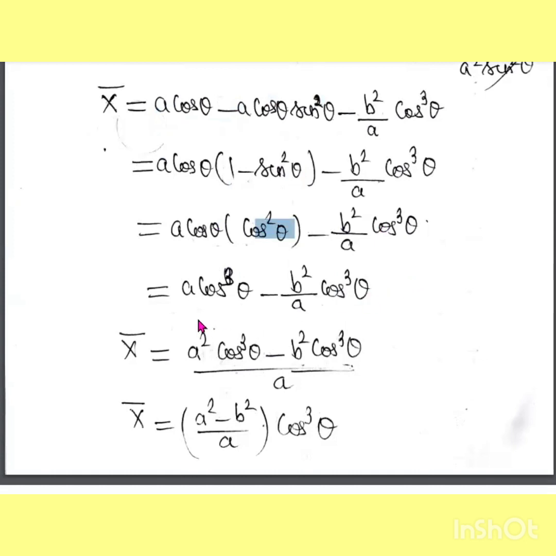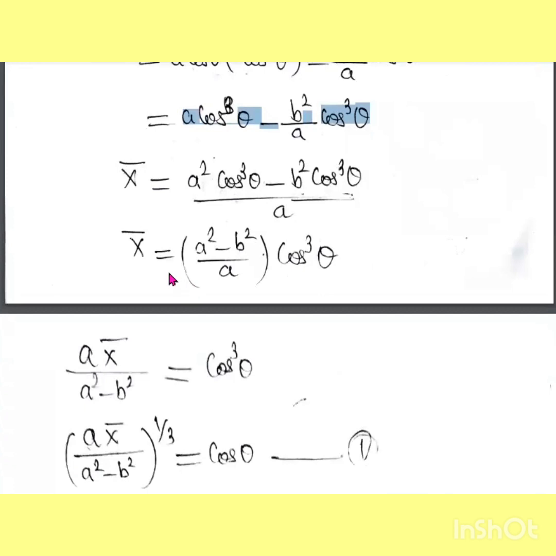So x bar is equal to A cos cube theta minus B square by A into cos cube theta. If you are taking LCM, A square cos cube theta minus B square cos cube theta divided by A. Cos cube theta is common in the two terms, so you can take it as common. X bar is equal to (A square minus B square) divided by A, into cos cube theta. By cross multiplying, A x bar is equal to (A square minus B square) cos cube theta. So A x bar divided by (A square minus B square) is equal to cos cube theta.